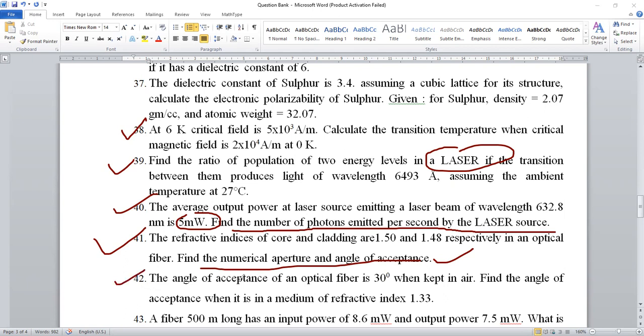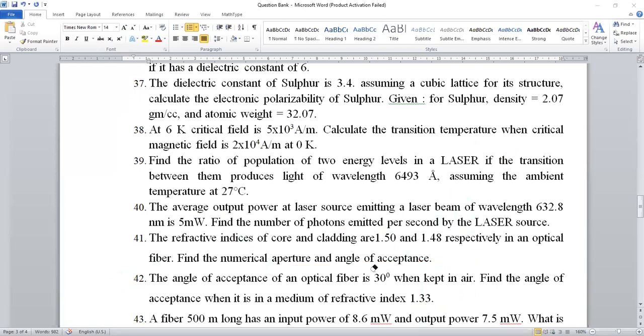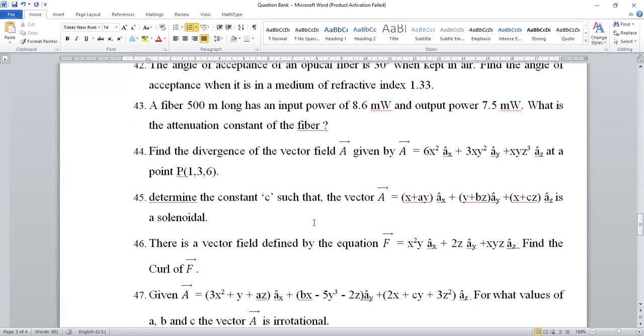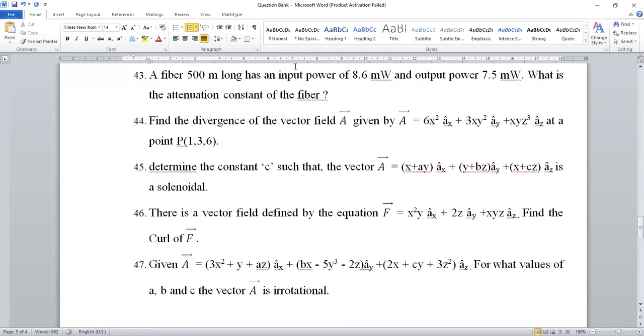Then question number 42: the angle of acceptance of an optical fiber is 30 degrees when kept in air. Find the angle of acceptance when the medium has refractive index 1.33. So that is also one of the important questions. Let me cover the remaining few questions. Kindly go through these important questions because there is a probability of these being asked many times. Question number 43 is related to the calculation of attenuation constant. There are formulas related to attenuation constant. Make use of the data book also.